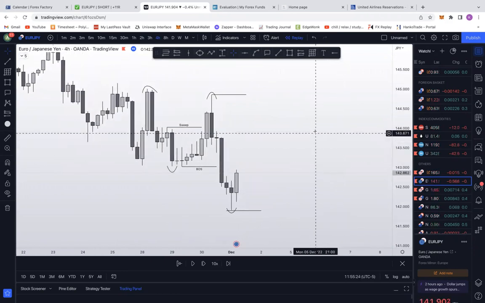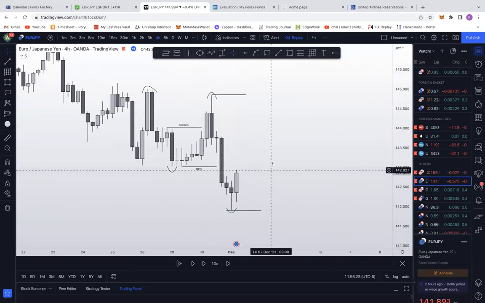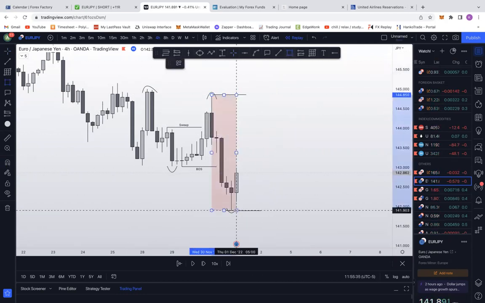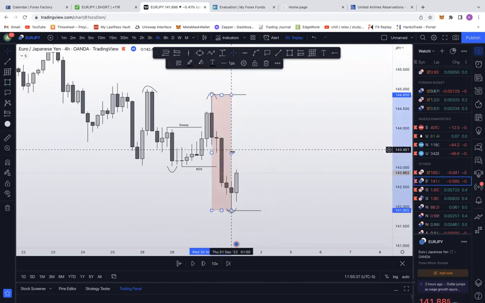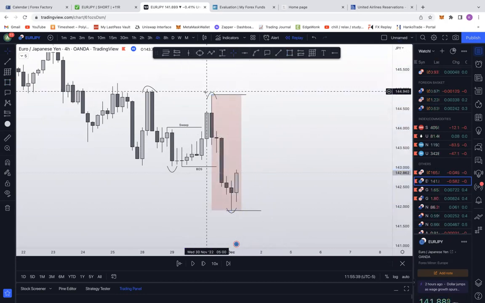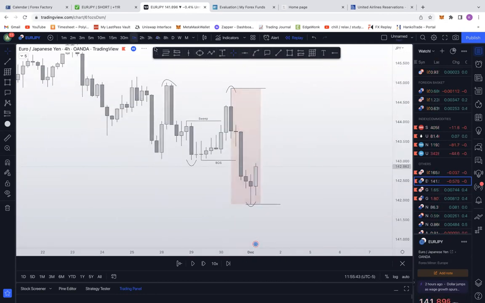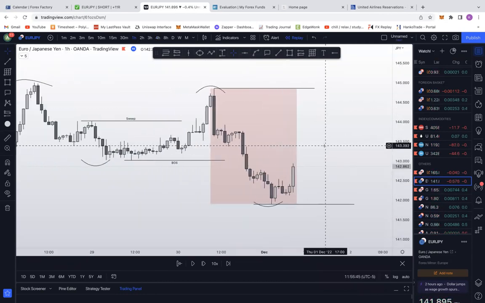So, let's say this is our range here on the 4-hour. We had a sweep on buy side liquidity. We had a break of structure down. This is our range, okay? Anything above the high is external. Anything below the low is external. But everything inside is on the lower time frames.